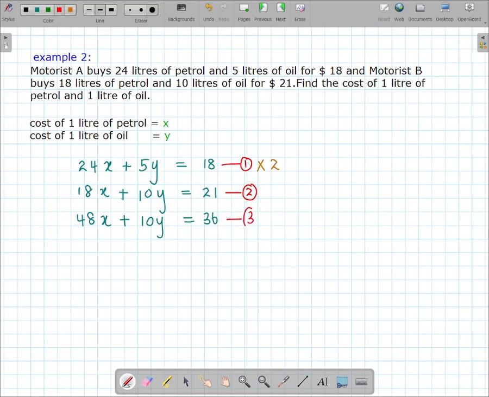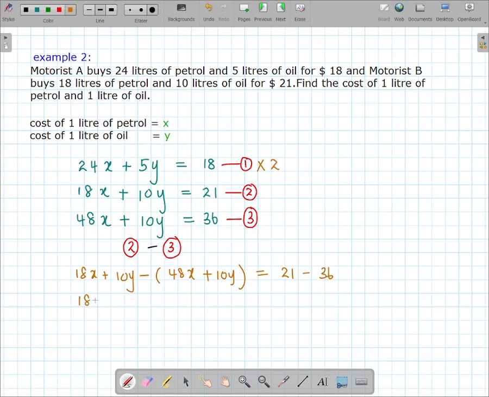Equation 3. Now I have 10y, 10y, plus plus. So I have to subtract equation 2 and 3 to eliminate this y. So equation 2, that is 18x plus 10y minus, open bracket, equation 3, that is 48x plus 10y equals, right hand sides, equation 2, that is 21 minus 36.